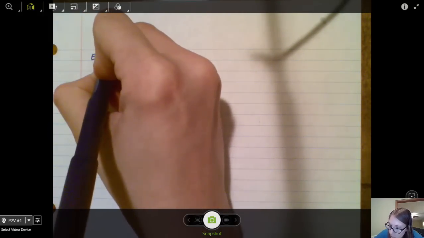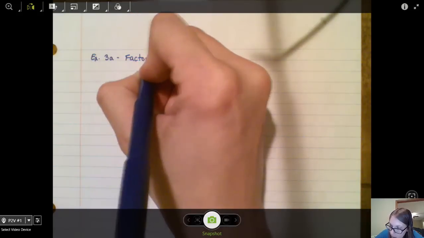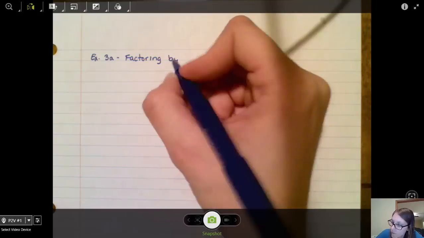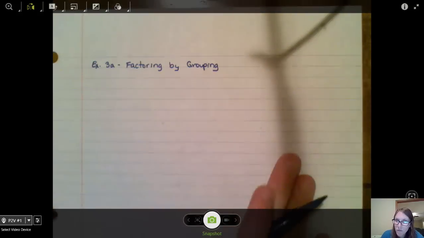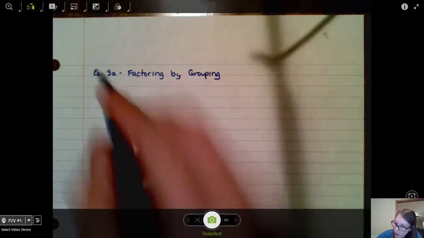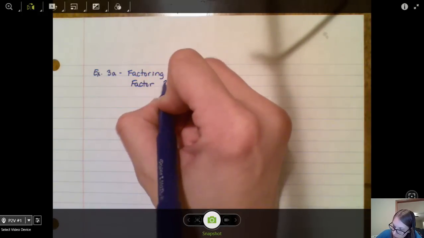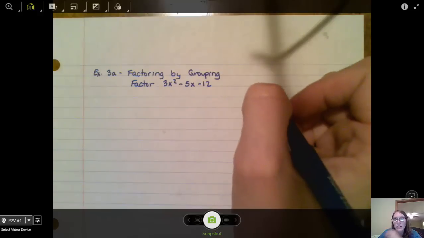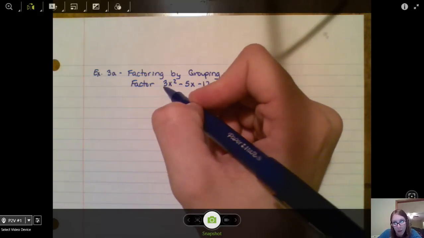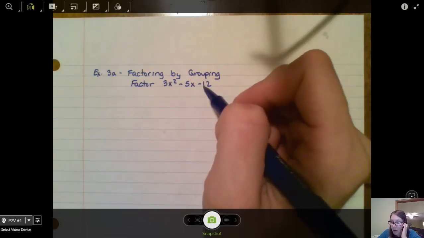And that leads us into our third strategy here, where I'm going to show you how to factor by grouping. And to show you that, we are going to factor 3x squared minus 5x minus 12. And as you can see right away, our A value is not 1. We don't have any common terms all the way through, so we can't factor anything out right away.